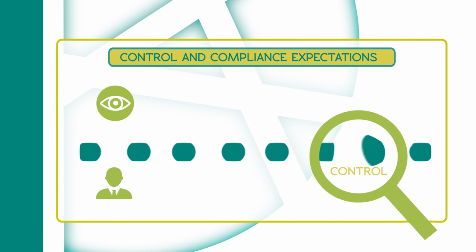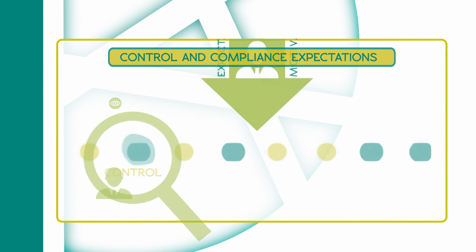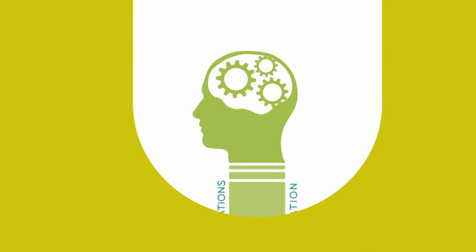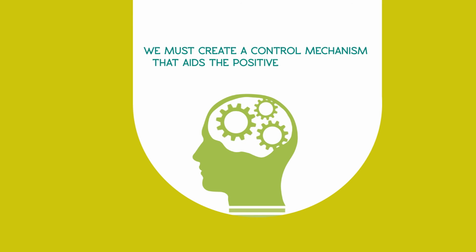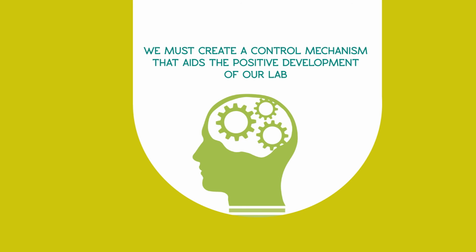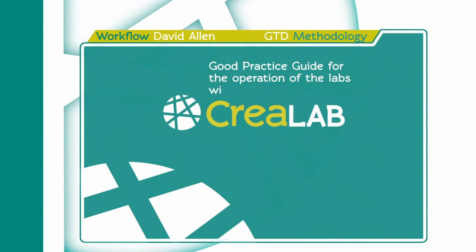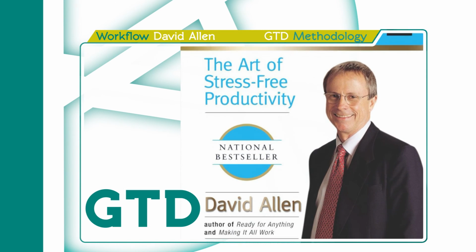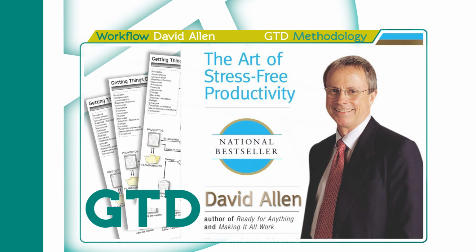This can lead to situations where we thought we had everything under control, but we realize that we don't. And this can lead to a decline in both expectations and motivation. To address this, we must create a control mechanism that aids the positive development of our lab. In order to achieve this, our proposal in this guide is based on David Allen's concept of workflow in his GTD methodology, through which it's easier to understand where, how, and when to implement the necessary elements.